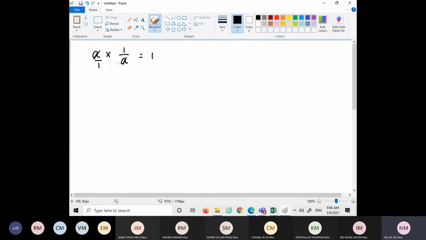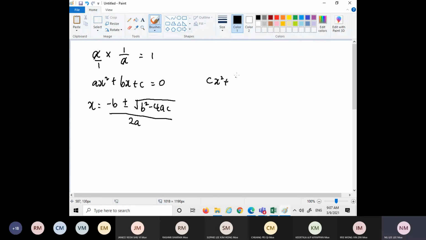Okay, so you have two equations. The first equation is this. The root of the equation, or the solution of the equation, will be found by using the formula. Since the A is A, the B is B, and the C is C, it is negative B plus minus square root of B squared minus 4AC over 2A.